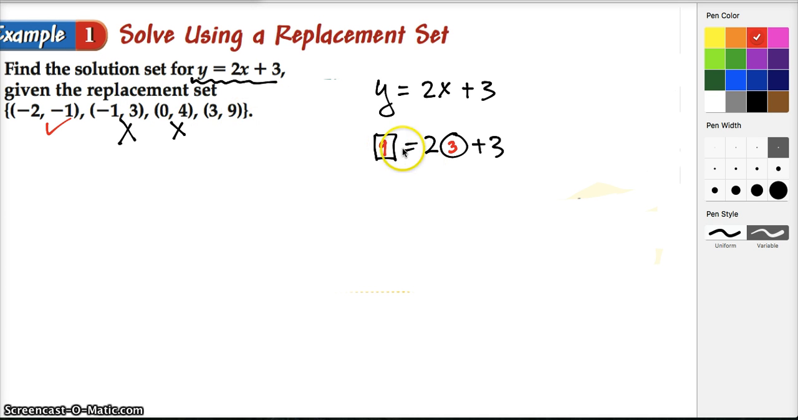So let's try this last point. Plugging in 9 for y, 3 for x. 2 times 3 is 6, plus 3 is 9. Perfect. So we see that we have a solution set.